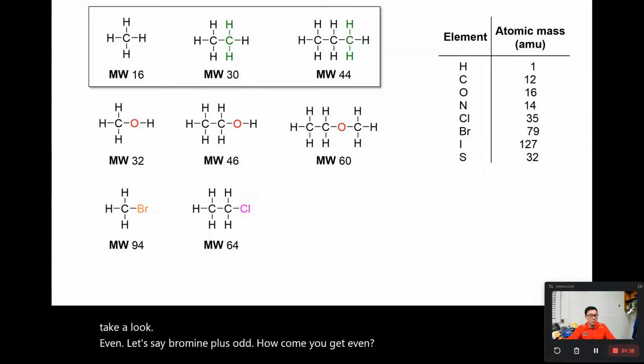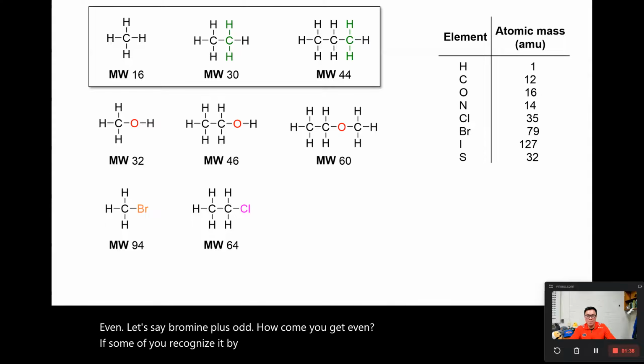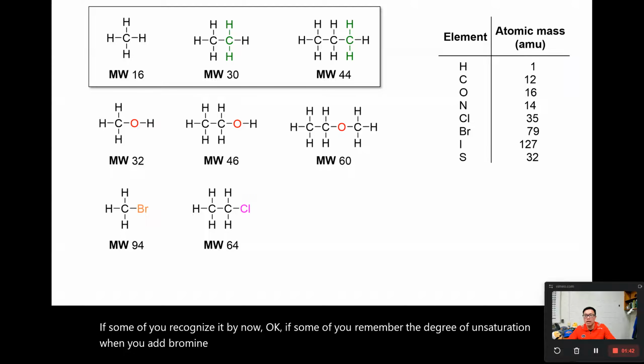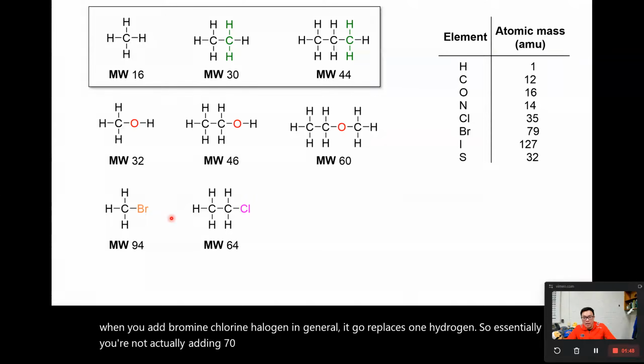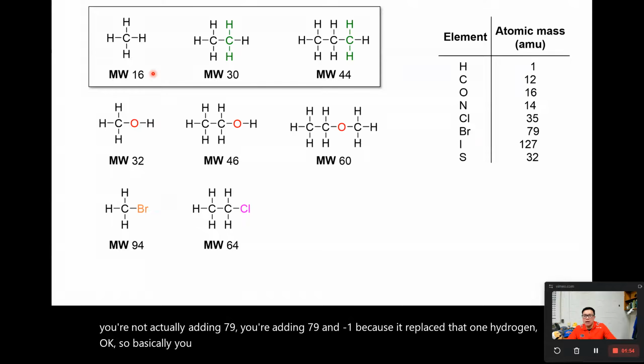If some of you recognize it by now, if some of you remember the degree of unsaturation, when you add bromine or chlorine, halogen in general, it replaces one hydrogen. So essentially, you're not actually adding 79. You're adding 79 and minus 1 because it replaces that one hydrogen. So basically, you add 78. Even plus 78, even, you get 79 minus 1, right? So you get an even number.